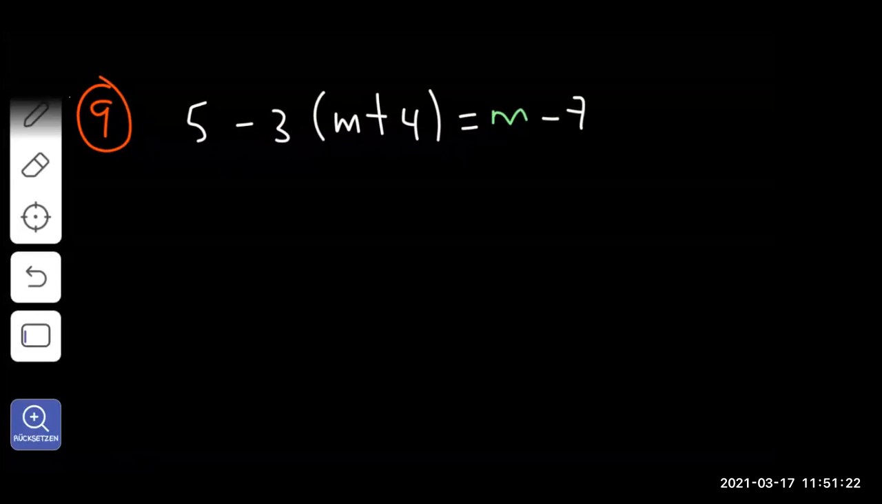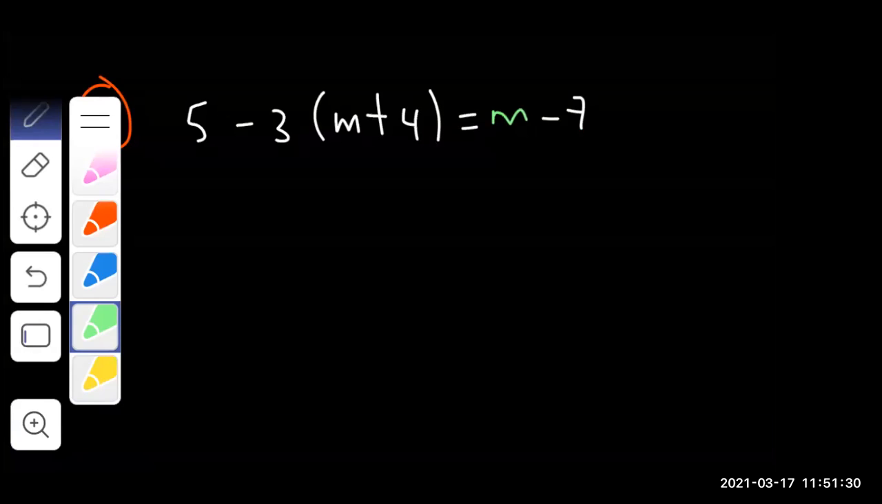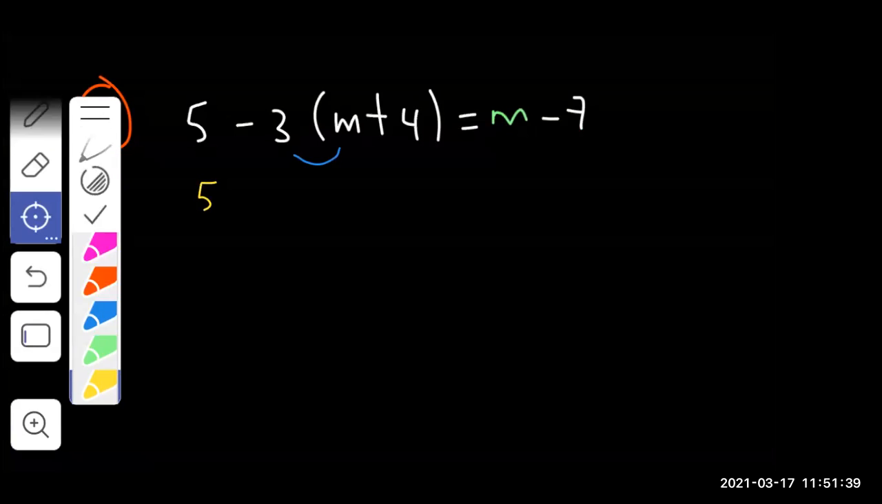Here we go. Number 9. Again, what is the value for m and m here so I can make both statements true? So first of all, guys, I've got a parenthesis, so I start off working with that. Okay, I'm going to solve this. Let's copy this 5 and let's use the distributive property.